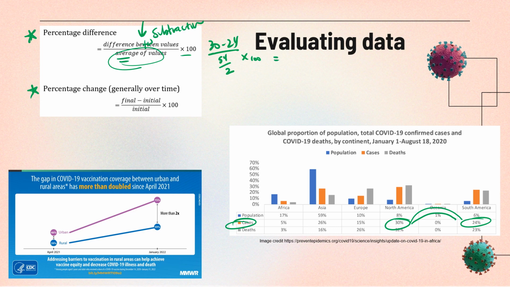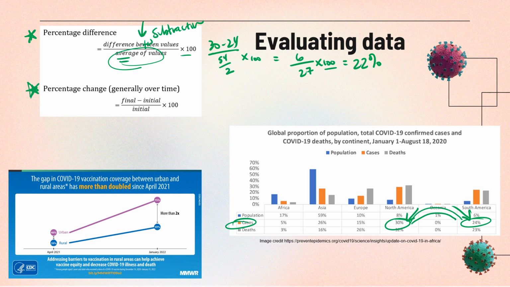30 minus 24 is 6. 54 divided by 2 is 27 times 100 to turn it into a percent. Handy dandy calculator, 6 divided by 27 is 0.22222, so many twos, times 100 is going to be a 22% difference between cases of COVID-19 in North America and in South America.